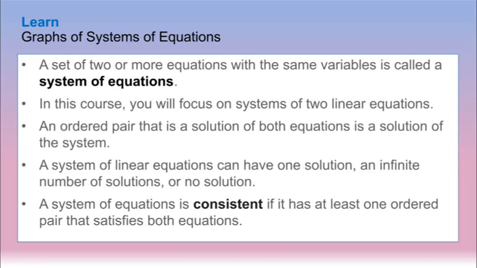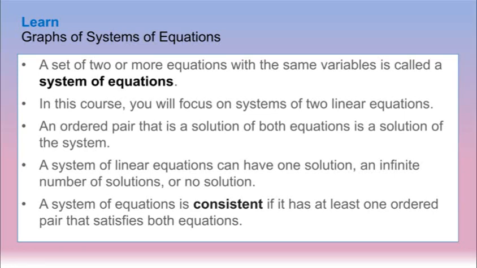A system of linear equations can have one solution, which means it crosses in one spot. There could be infinitely many solutions, which means they're the exact same lines, they cross every single part. Or it could be no solution, which means the lines are parallel and they do not cross.